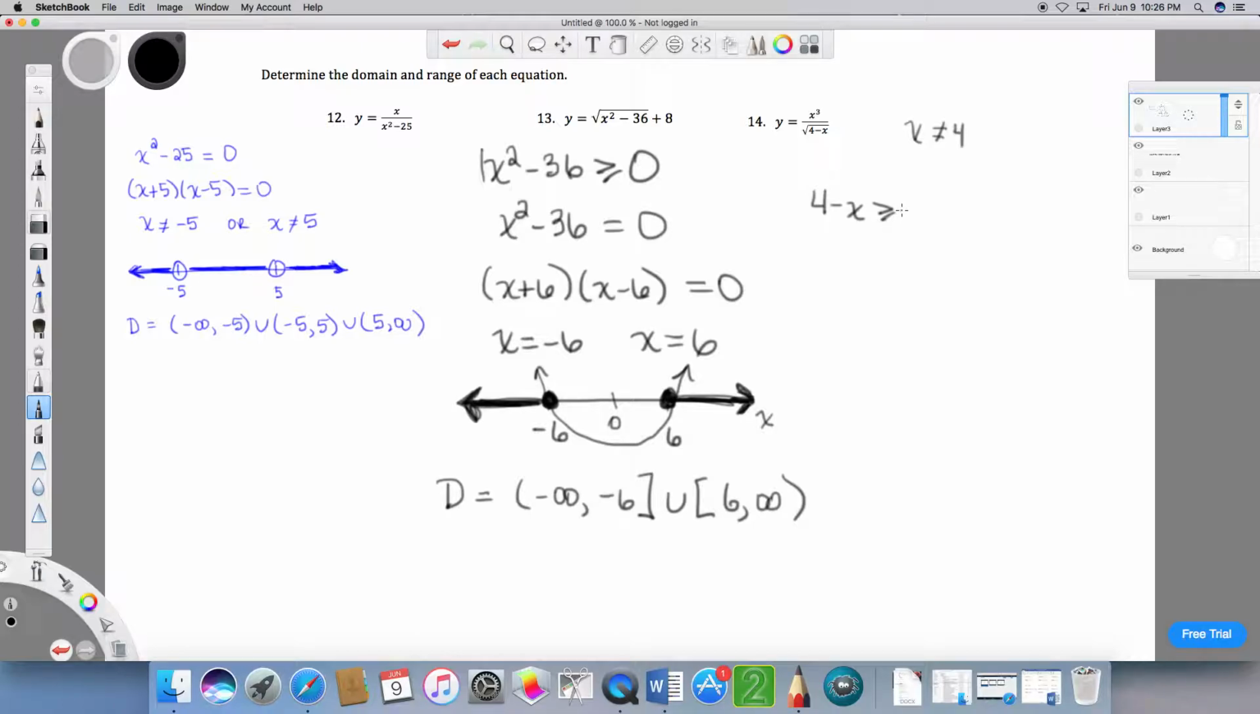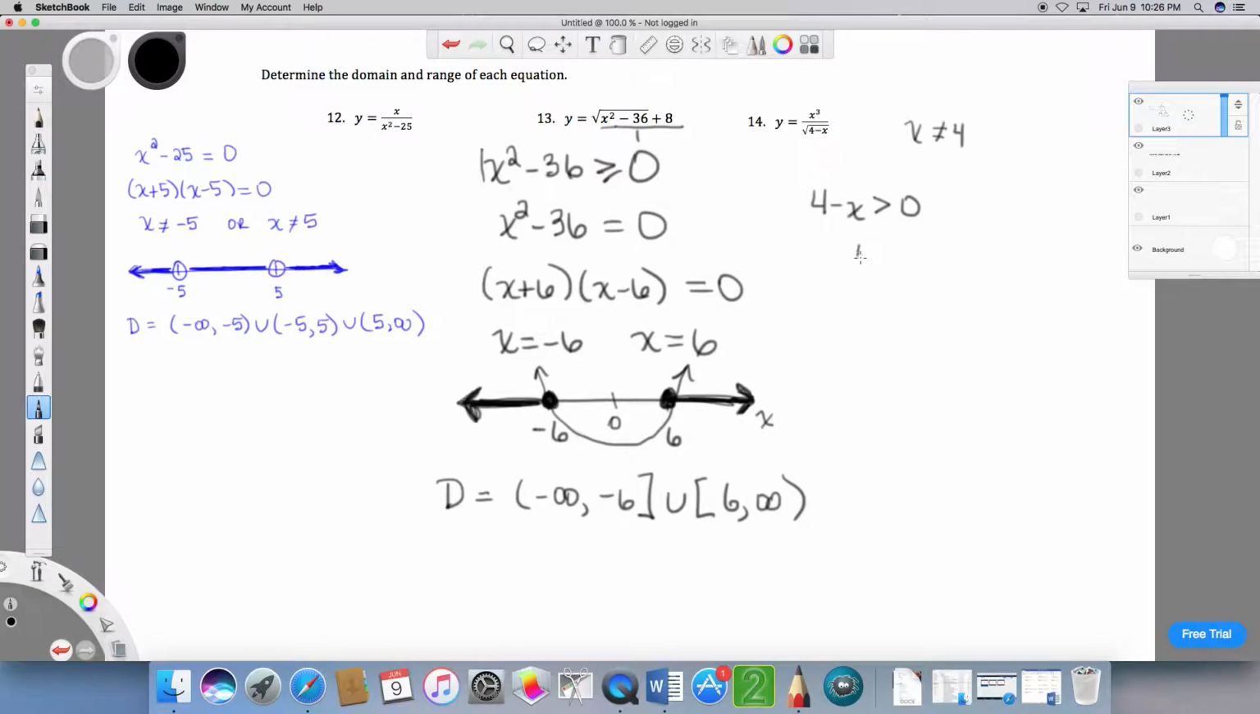So it's okay to take the square root of 0, but it's not okay to divide by it. So when you see these radicals that appear in the denominator, if it was just in the numerator, like in number 13, we would have greater than or equal to. But with it being in the denominator, we have to make this a strict inequality, because we already said that x can't be 4, that this can't be 0. So 4 minus x has to be strictly greater than 0.